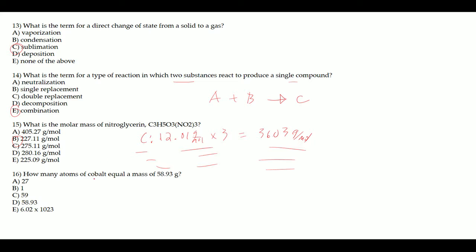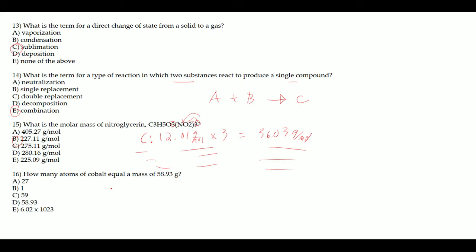227.11. Just don't forget this 3 out here gets distributed to the 2 inside and to the 3. So we should have 3 nitrogens and 6 oxygens from this unit, and then another 3 oxygens for a total of 9 oxygens in this whole compound.